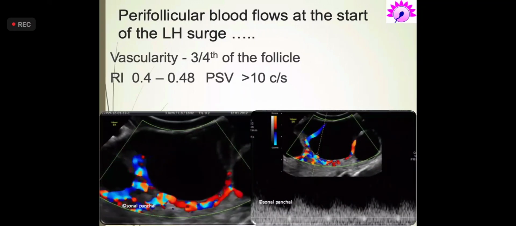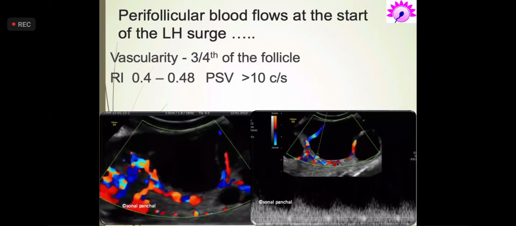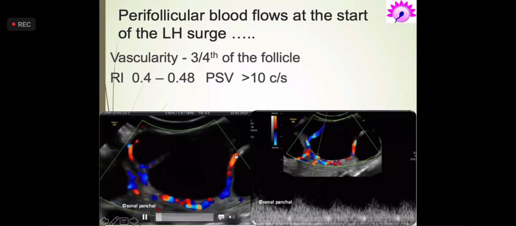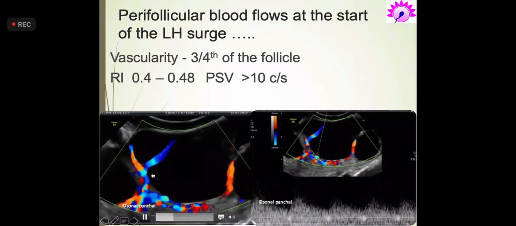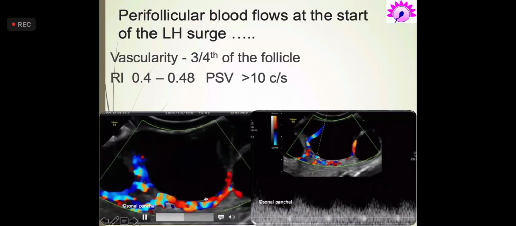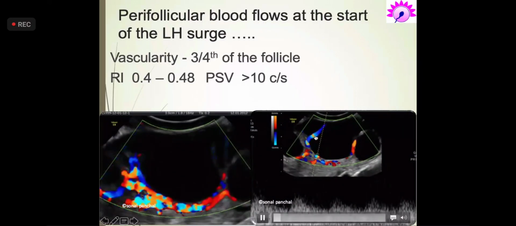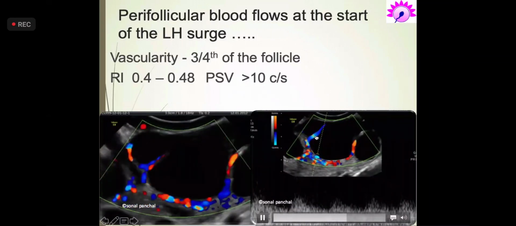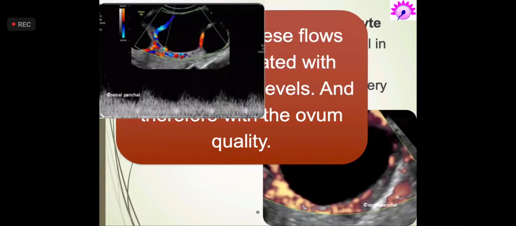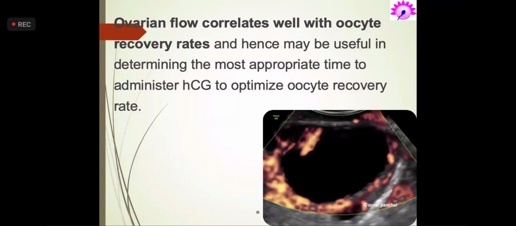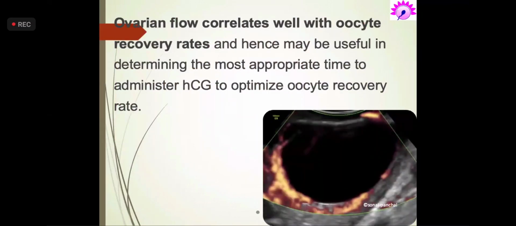If the follicle is of good quality, these blood flows cover at least about 2/3, preferably 3/4, of the circumference of the follicle, and only those vessels which overlap on the follicular wall are the perifollicular vessels. So we are talking only about those vessels. This means that these flows can be correlated with the high estradiol levels and therefore with the ovum quality.